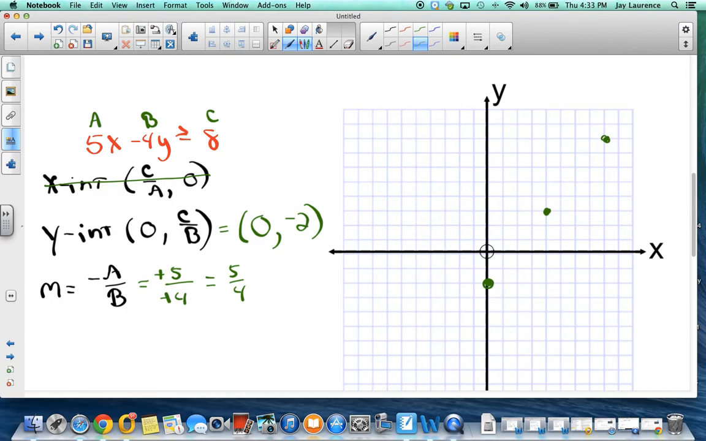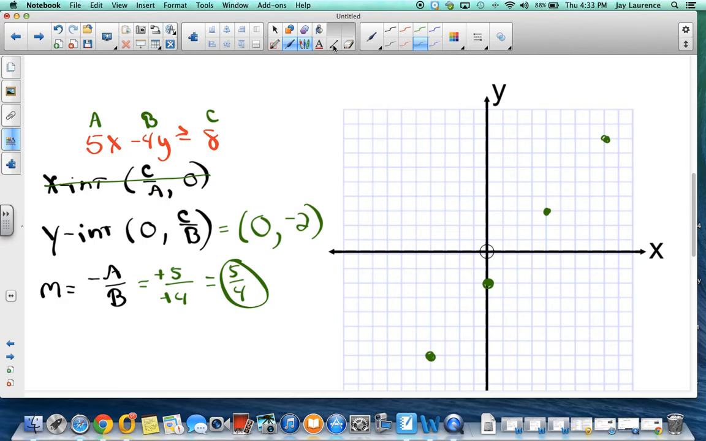2, 3, 4. Hey, by the way, do you know when a line goes up to the right? It's when the slope is positive, and I have a positive slope. If I had a negative slope, my line better be going down to the right. A 0 slope would be a horizontal line, right? And a vertical slope, a line with no slope, would be a vertical line.